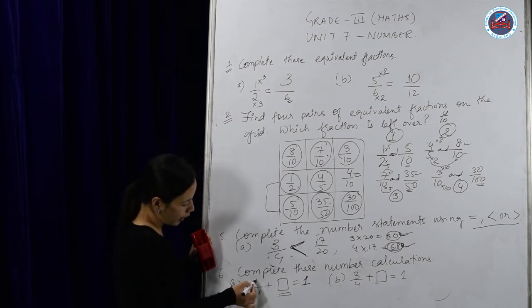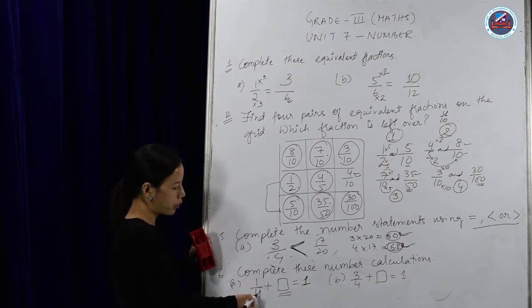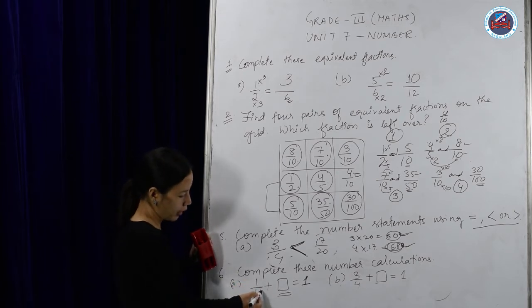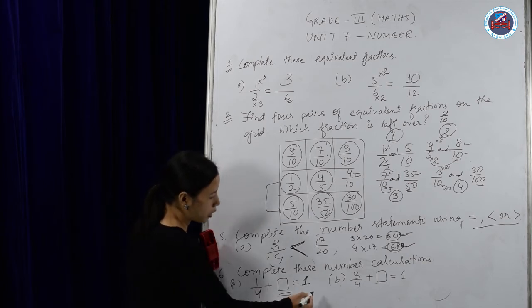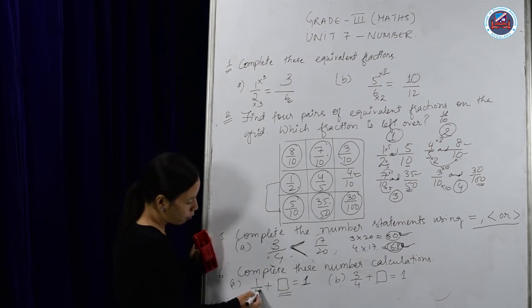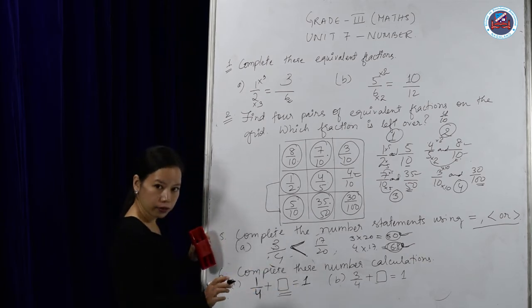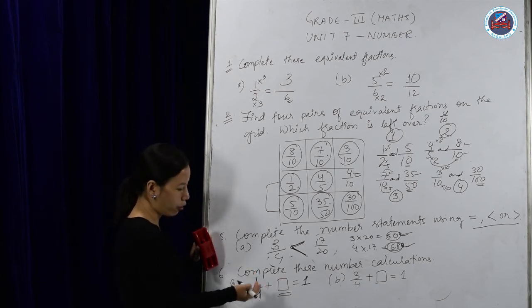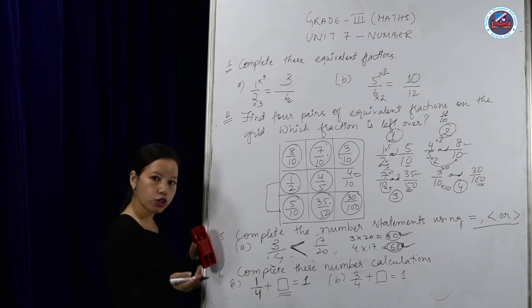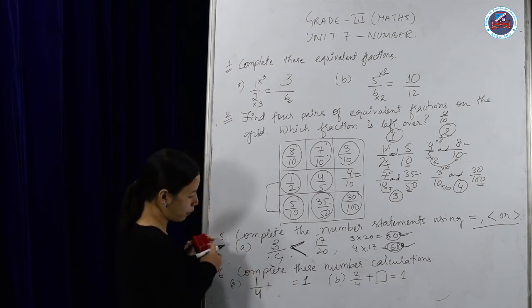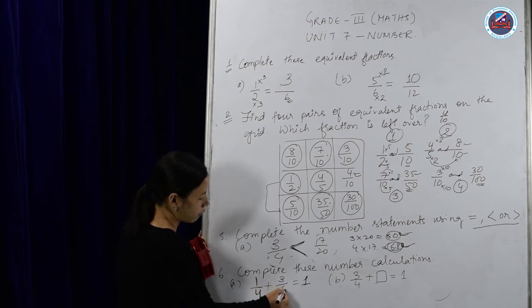So we have here 1 by 4. We know that the bottom number tells us how many parts something is divided into, right? So the bottom part is 4. That means there are 4 parts. So out of 4 parts, they have taken just 1 part. That means remaining, how many parts are there out of 4? 1 part is taken. That means 3 parts are left. So we write 3 by 4.